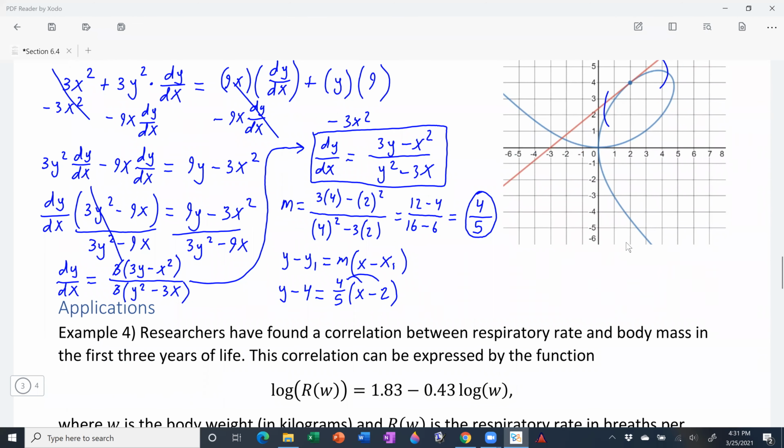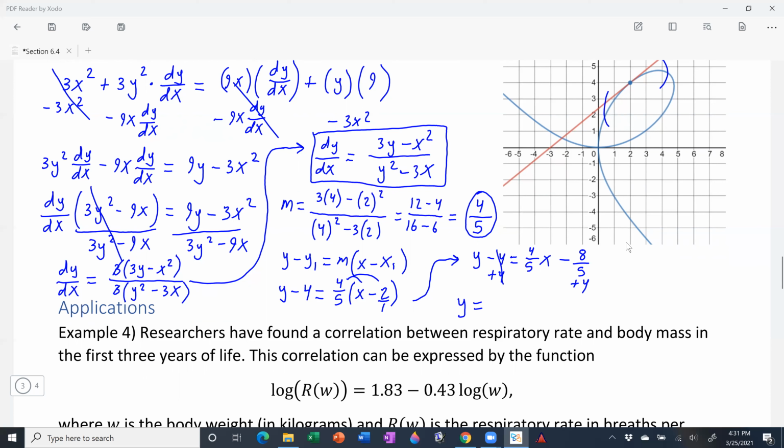Okay, and then distribute that 4/5 in there. I'm going to continue the work right here. So we have y minus 4 equals 4/5 x, and 4/5 times negative 2 looks like we're just going to have minus 8/5. Okay, and then let's add 4 to both sides, and we will be done.